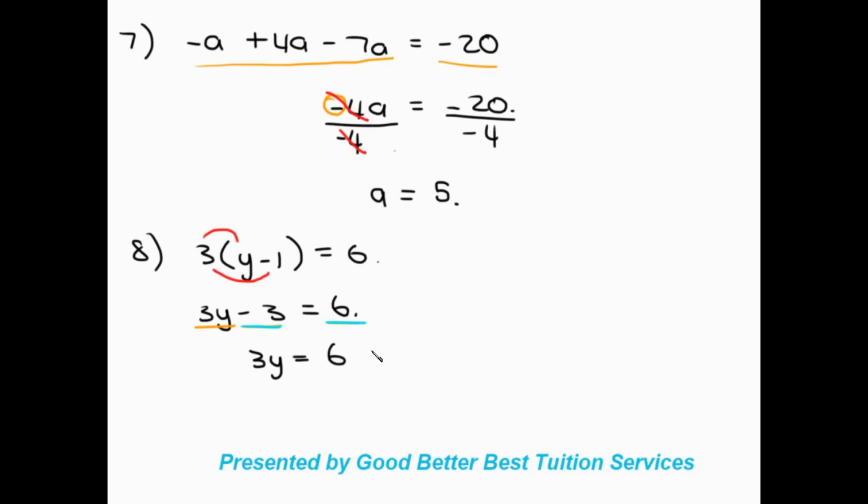So we have 6 now left over here still, and then the 3 is going to come over and it's going to become positive, right? So we're going to have positive 3. So we'll have now 3y is equal to 9. Now we need to divide by 3 to get y by itself. What you do to one side, you always do to the other side. So we're left with y is equal to 9 divided by 3 is 3.